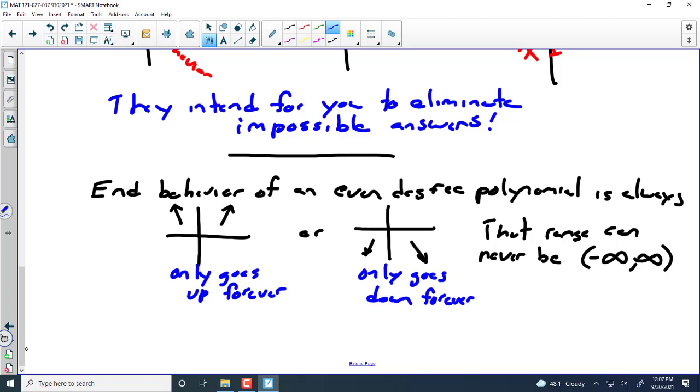So one of the first things I told you about polynomials was that an even degree polynomial cannot have a range of negative infinity to infinity. And the reason is because of the end behavior. If it goes up on both sides, somewhere in the middle is the lowest point. If it goes down on both sides, somewhere in the middle is the highest point. I don't know where it is, but it's in there somewhere.